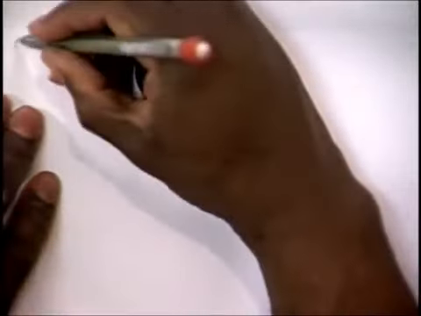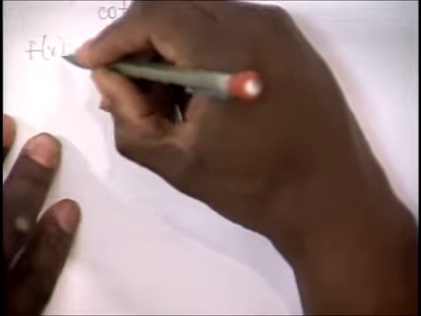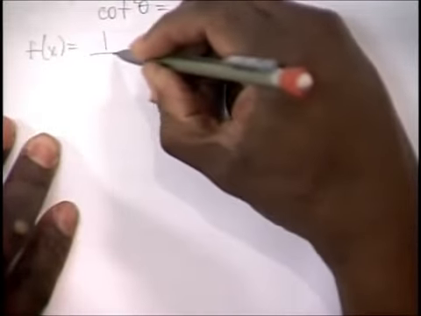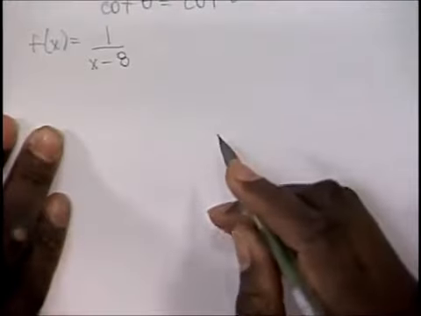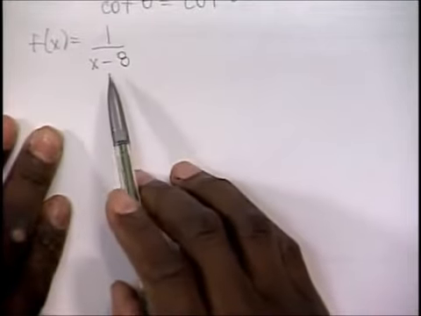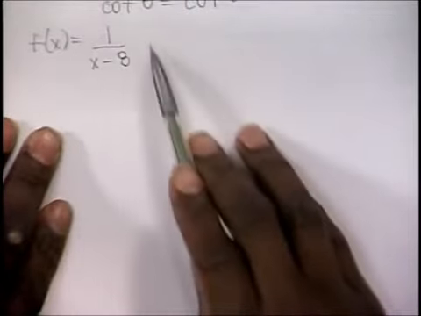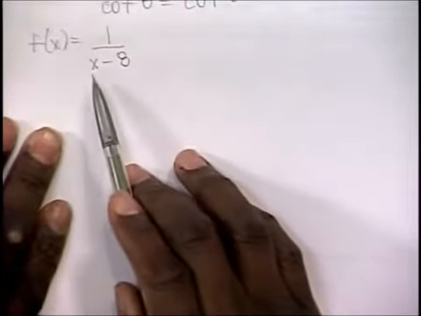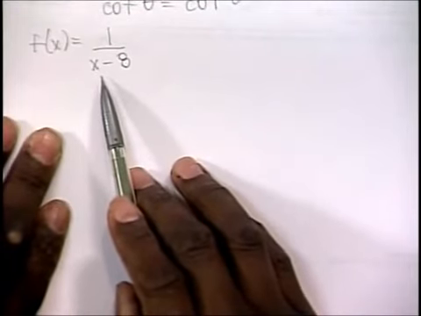So let's say you have f of x is equal to 1 over x minus 8. Finding the domain means acknowledging all of the x values that can legally go into this function without it producing something undefined.